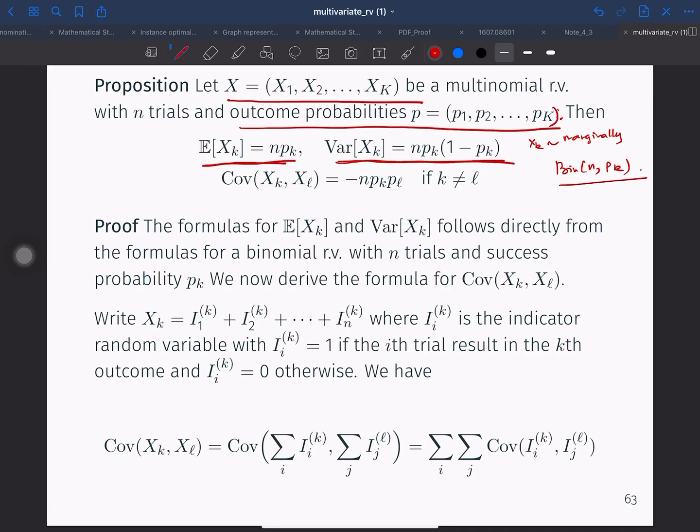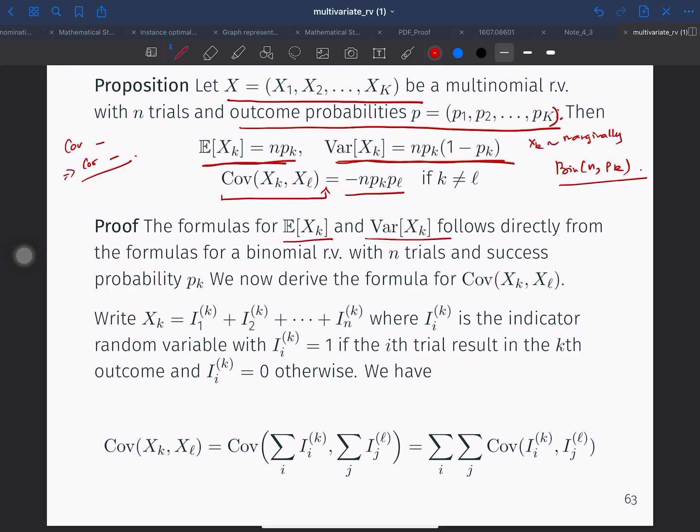And finally, between any two categories, capital K, capital L, or little k, little l, their covariance is minus n pk times pl. So the covariance is negative. That means that the correlation is negative. And that suggests that if Xk is large, then Xl is likely to be small, just because the sum has to be equal to n. So if one value is larger, the other value has to be smaller. The proof is, like I said, quite elementary.